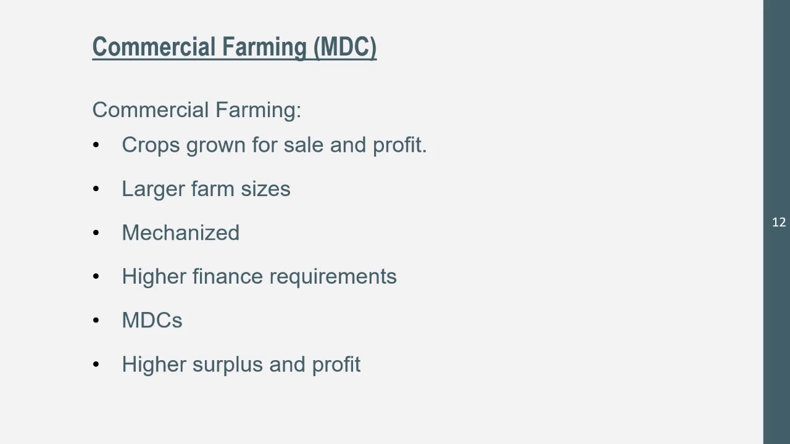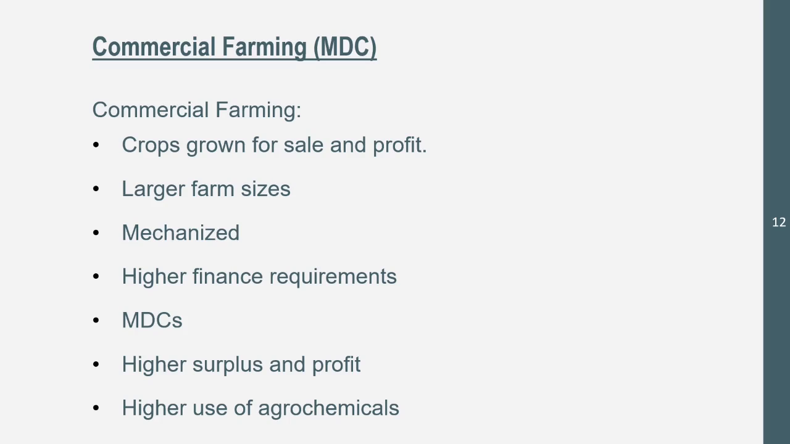And of course, you're going to see that higher surplus and profit because you're going to have more crops because you have larger farm sizes, due to being able to afford it from your higher finance requirements from you living in an MDC. And you can have those crops because you have mechanized equipment. So you're going to get a higher surplus and a profit, not from just feeding your family.